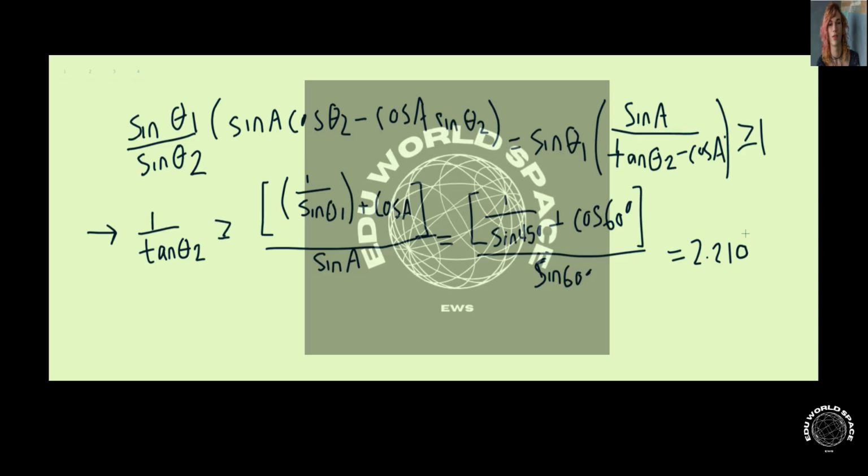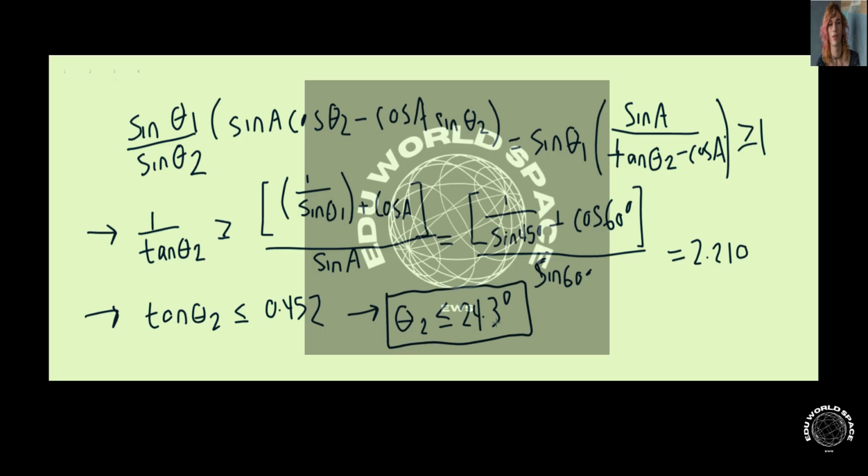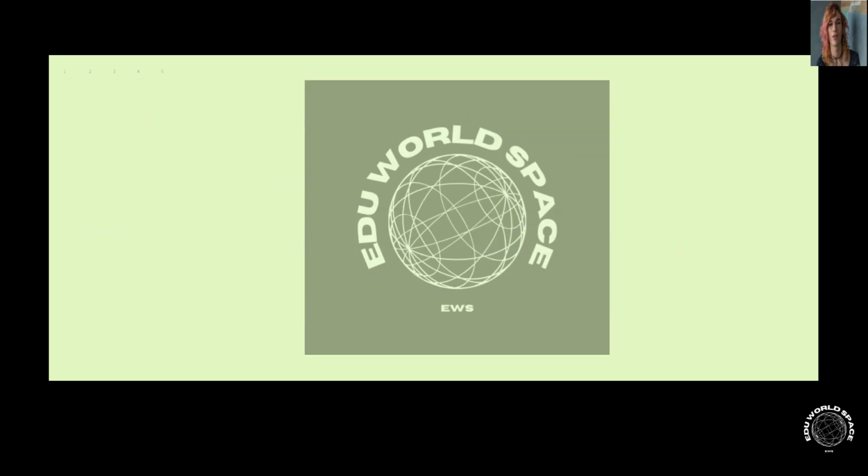So we're almost near the end. You can also break it down. You can express it as tan theta 2 less than or equal to 0.452, or theta 2 less than or equal to 24.3 degrees. Okay. Now, one more thing. We're asked to find a relationship involving n. So we're going to go back using this result. Theta 2 has to be less than or equal to 24.3 degrees. Let's finish it up.